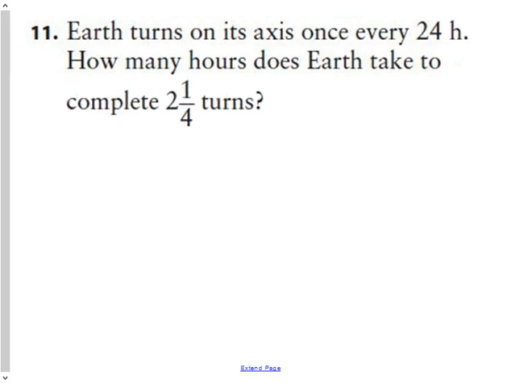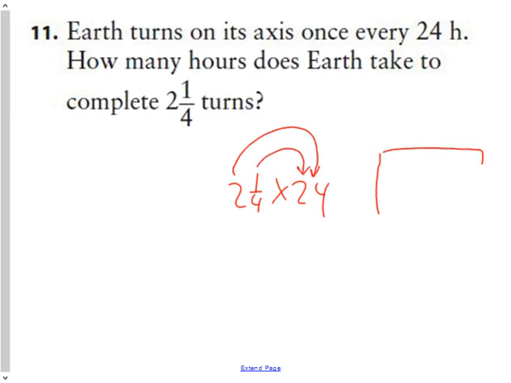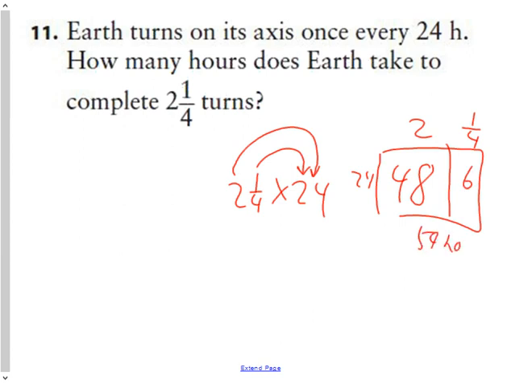Question 11, Earth turns on its axis once every 24 hours. How many hours does Earth take to complete 2 1/4 turns? So 2 1/4 multiplied by 24. Two ways to do it. You can take 2 by 24 and 1/4 by 24, just like our area model would be. So we have 2 1/4 times 24. 2 times 24 is 48. And 1/4 of 24 is 6. So therefore, altogether, it would be 54 hours.